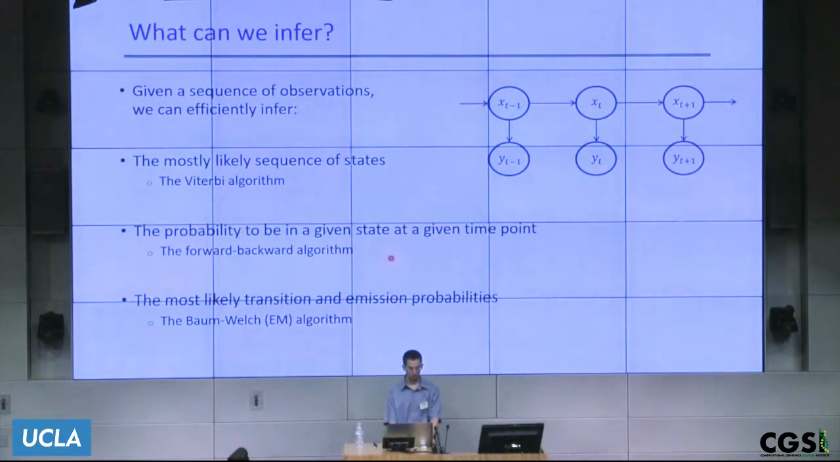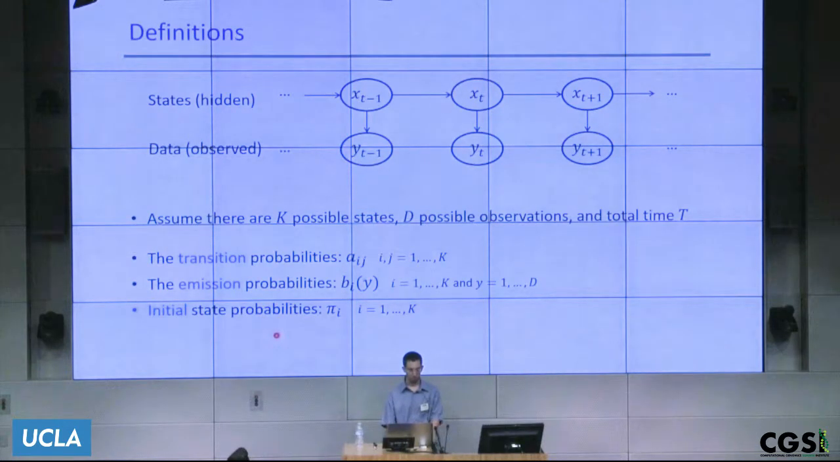We can also compute the probability to be in a given state at a given time point. This is called the forward-backward algorithm. And we don't even have to know the parameters of the model, the transition and emission probabilities. We can also infer the most likely parameters using the Baum-Welch expectation maximization algorithm. So for the purpose of the tutorial, I thought to explain just the Viterbi algorithm.